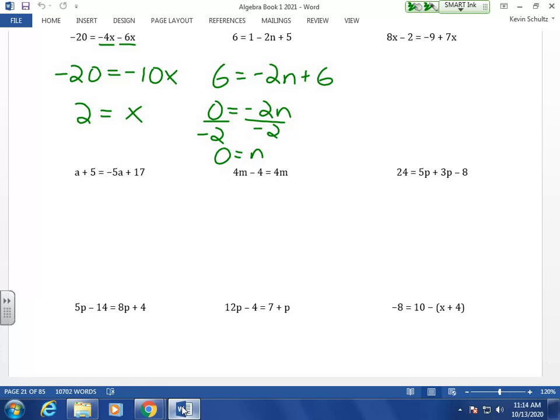Then where do we go next? Second row, third one. We've got 24 equals 8p minus 8 after combining 5p and 3p. Add 8 to both sides. Divide by 8, and we get an answer of 4. Issues so far? Soybean.